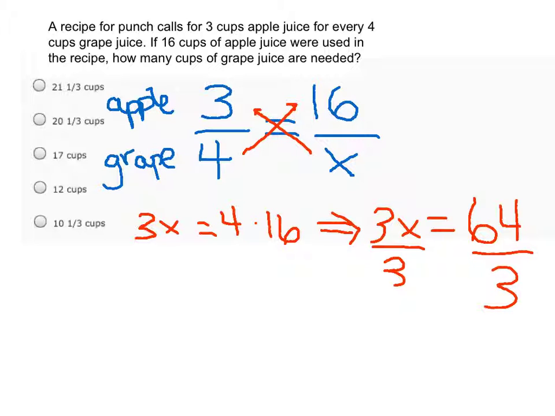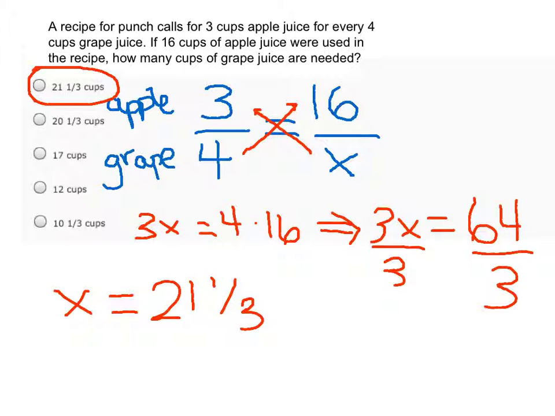And that leaves us with x equals 21 1/3. And x represented how many cups of grape juice are needed, and that's what we're looking for. So we know that's our final answer, A, 21 1/3 cups.